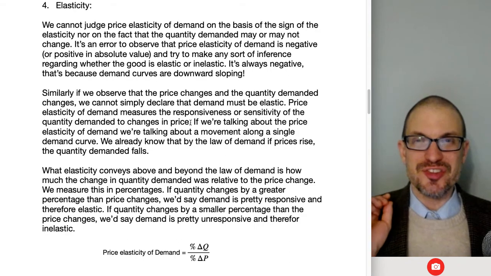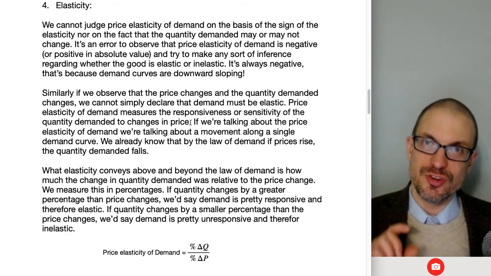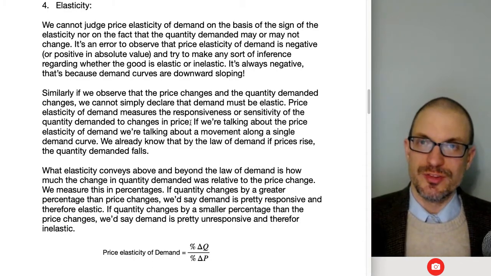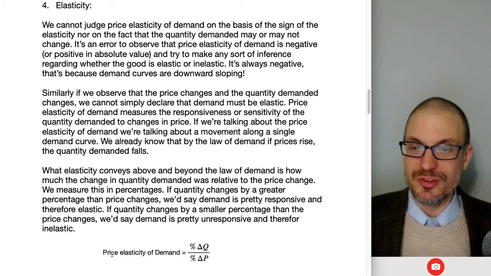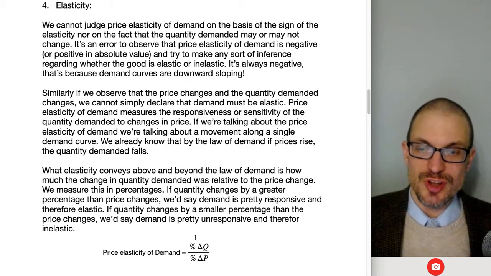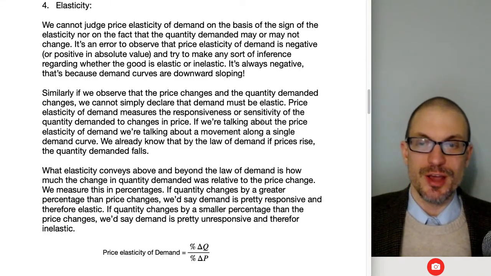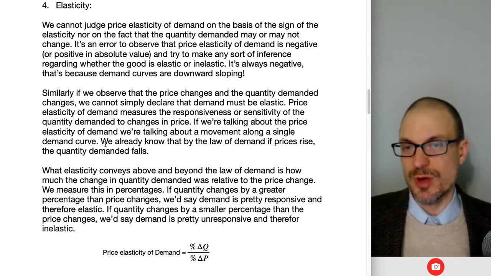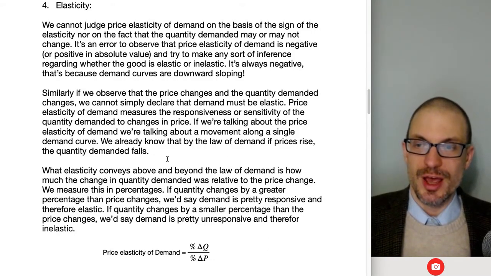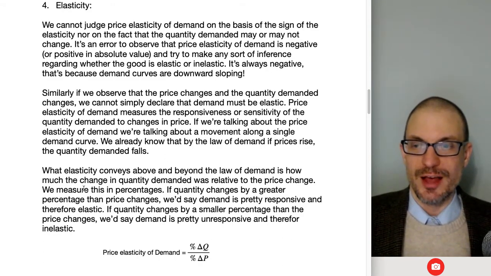It's not the fact that it's changed as a result of a price change, it's what's the proportional size of the change in quantity demanded relative to the proportional size of the change in price. After all, the definition of price elasticity of demand is percentage change in quantity demanded divided by the percentage change in price, right? If we're talking about the price elasticity of demand, we're talking about a movement along a single demand curve. We already know by the law of demand, prices rise, quantity demanded falls, and what we're interested in is by how much. Did it change a lot or a little?